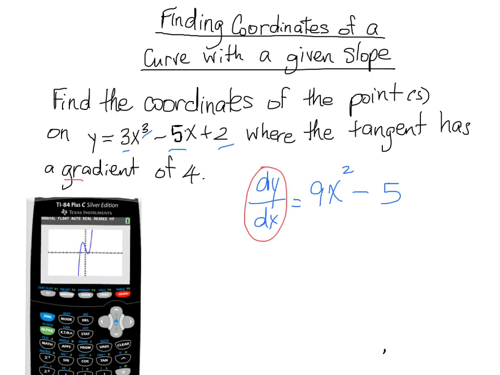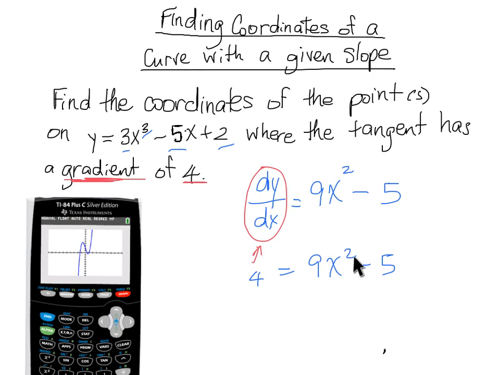However, we also know that the gradient at this particular point, points I should say, is 4. So remember that the gradient and the slope and dy over dx and the derivative, these are all the same things. So in fact, that means that 4, since the derivative and the gradient is 4, is equal to 9x squared minus 5. We have to make our derivative equal to that given slope. Now we can go ahead and solve.